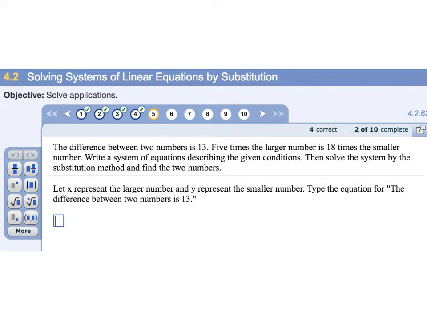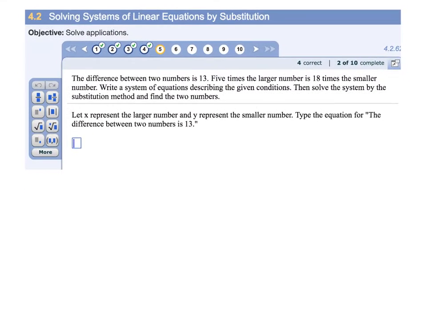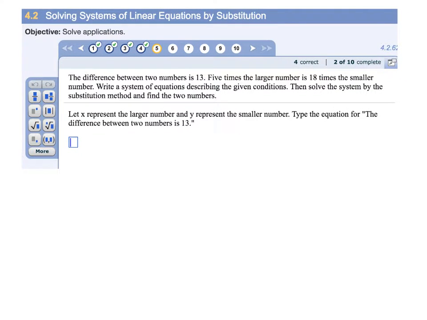So here is one that's kind of fun. The difference between 2 numbers is 13, and 5 times the larger is 18 times the smaller. They're telling us specifically they want us to have X represent the larger and Y represent the smaller number. So the difference between those 2 numbers is 13. That means X minus Y equals 13. The bigger number minus the smaller number is 13, because that's what it says right up there.